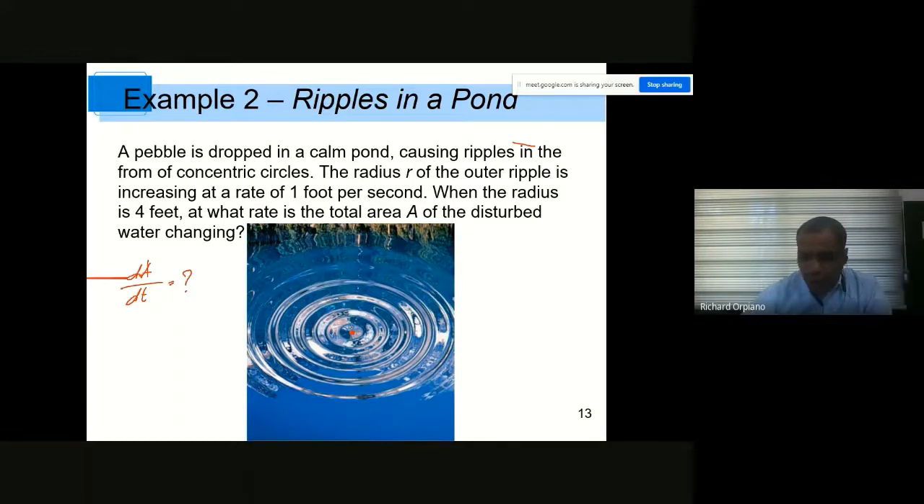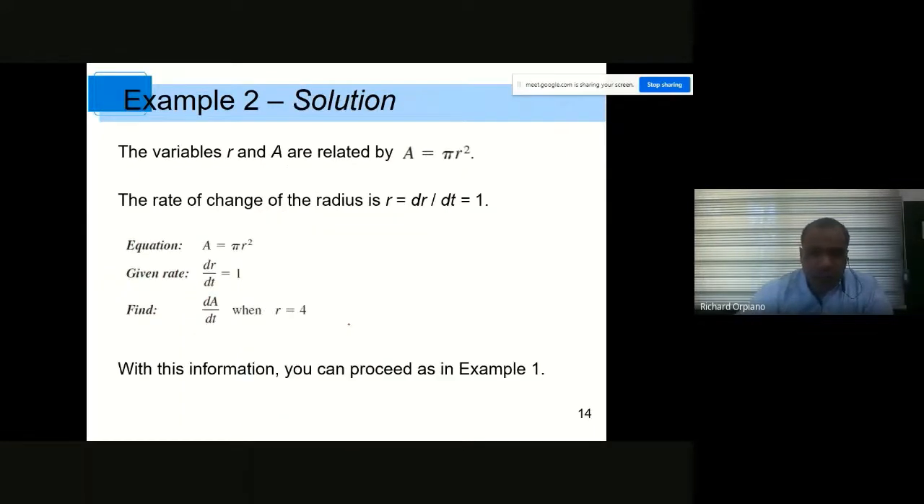So, ano yung mga given? Check natin. So, the variables R and A are related by A is equals to pi r squared. Since concentric circles lang tayo, wala naman tayong ibang makukuha formula but the area of the circle, which is pi r squared. Concentric circles. Okay, so our equation is A is equals to pi r squared. Given rate, dr dt is equals to 1.